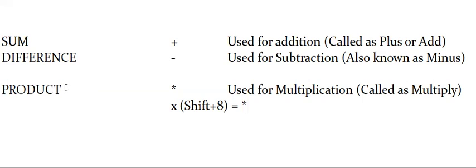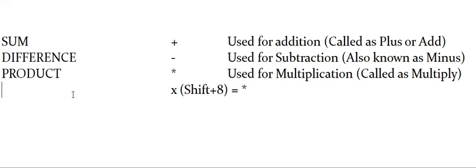That asterisk is a multiplication sign in computer. Product is the name of the multiplicative operation, and the operator is called asterisk. So product is the name of the operation and asterisk is the name of the operator. After that, we have quotient.